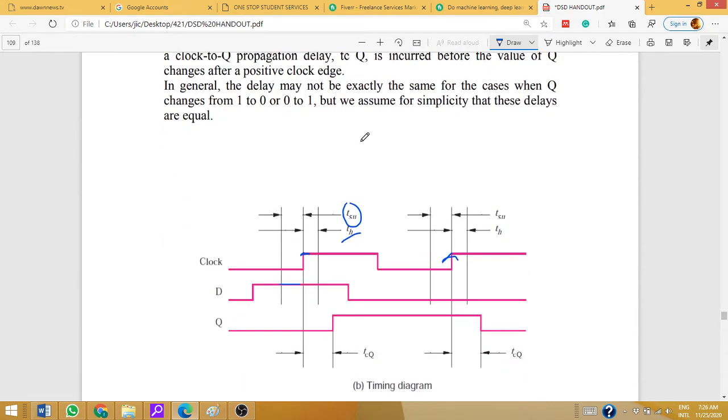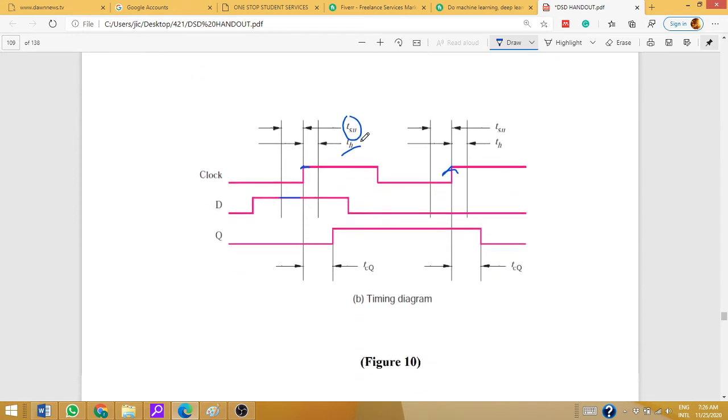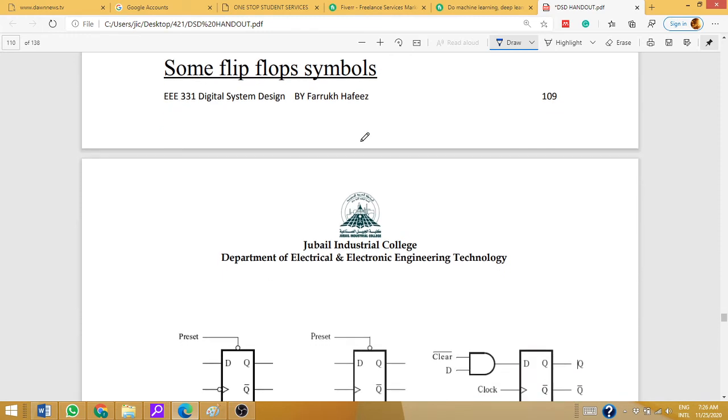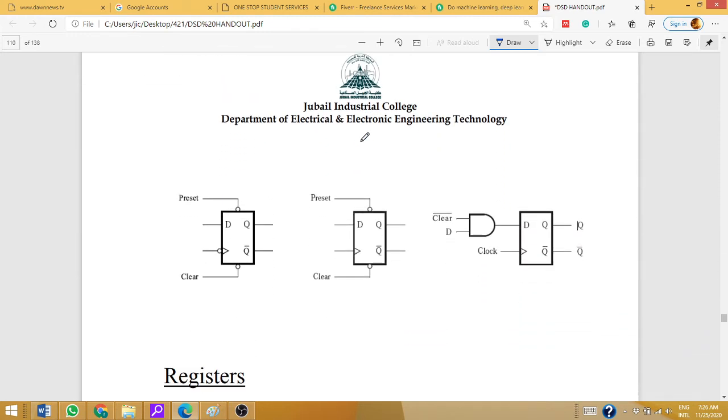So this is what we discussed about flip-flops. Now something more. Until now we did not discuss any flip-flop, either positive or negative edge, with preset and clear. Now we are going to discuss preset and clear. What does preset mean, and how does it affect Q?